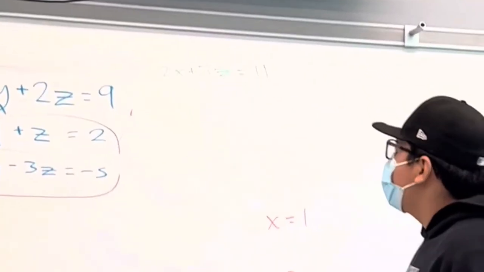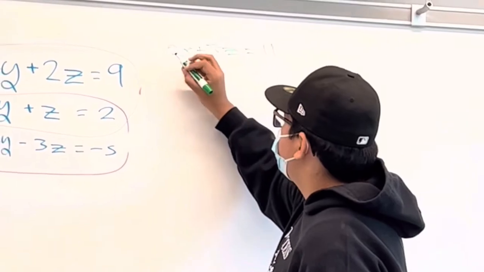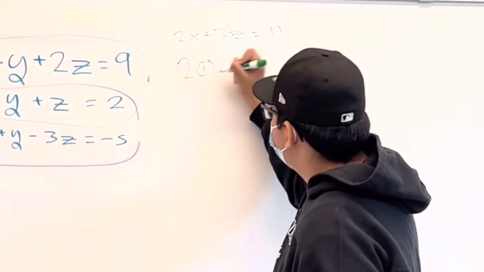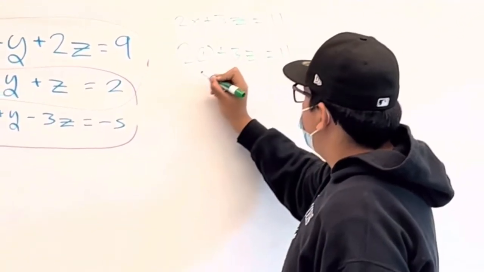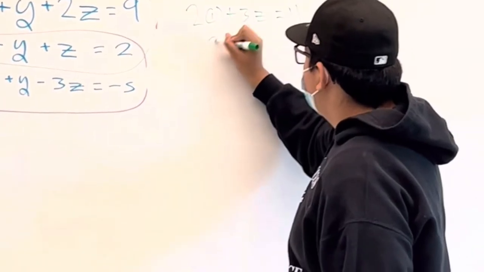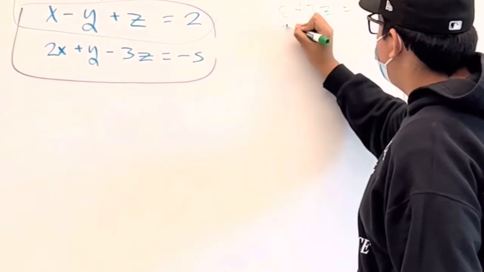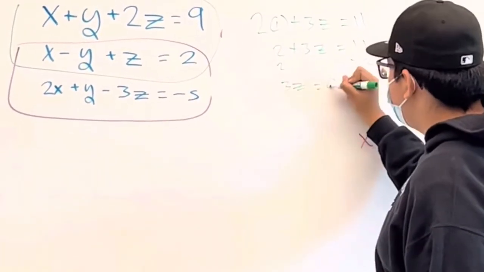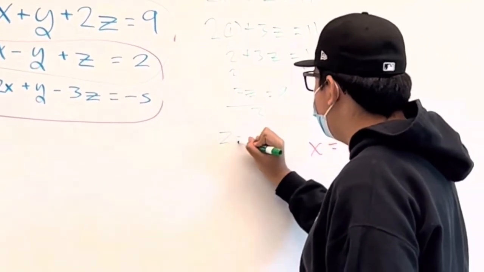Now that we got our x, we can plug it into this equation. So we just plug it in. This is gonna be 2 plus 3z equals 11. Minus 2 from the entire equation, 3z equals 9. We do everything divided by 3, so that is z equals 3.